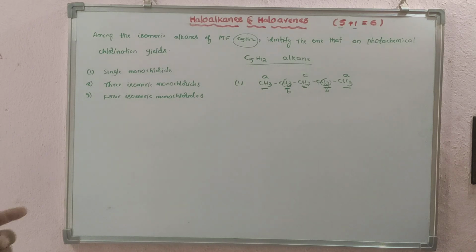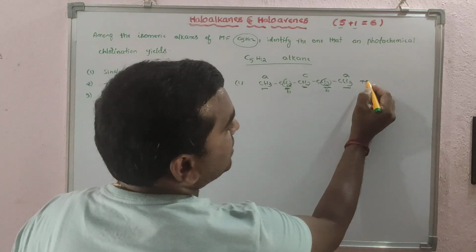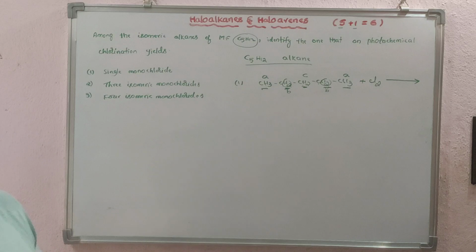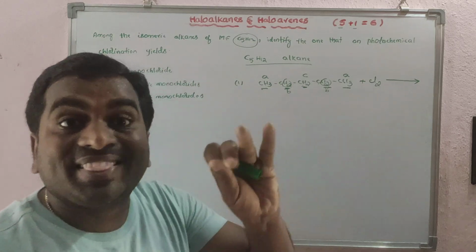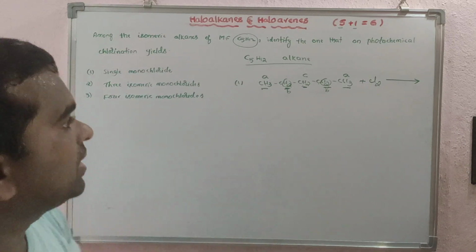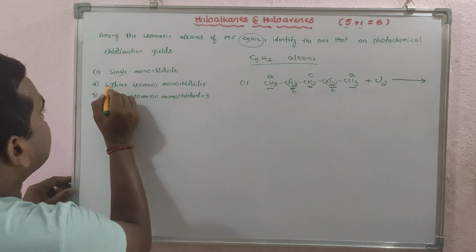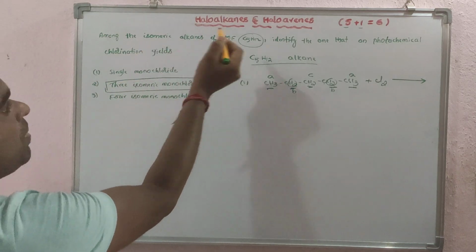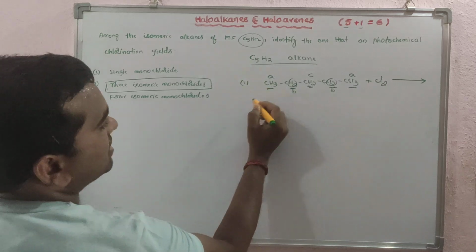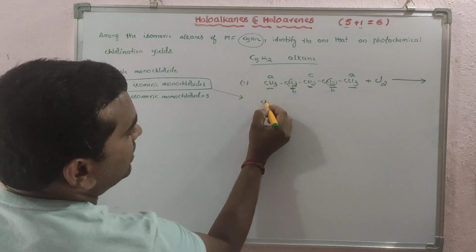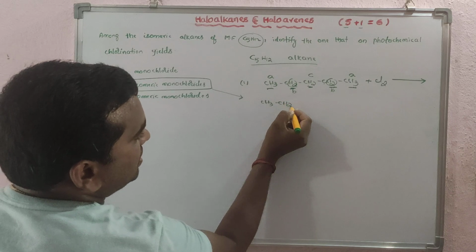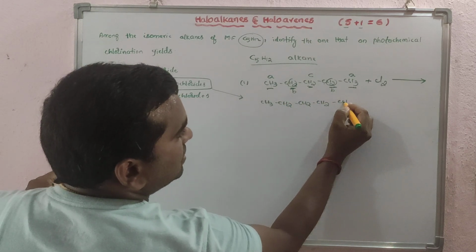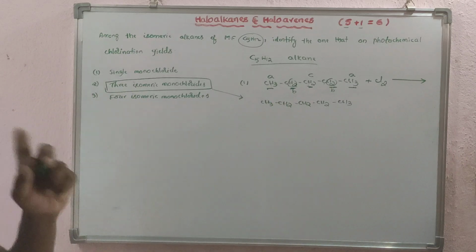So that's why if you do the chlorination here, how many types of monochloride compounds will you get? 3. Got the point here? So for this answer, 3 isomeric chlorides, the isomeric alkane is CH3, CH2, CH2, CH2, CH3. This gives the 3 monochloro compounds.